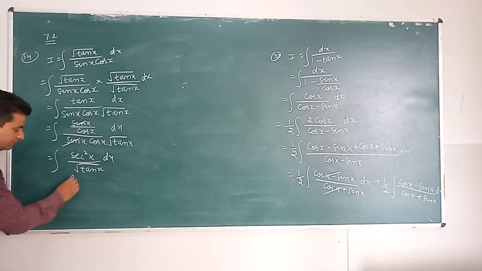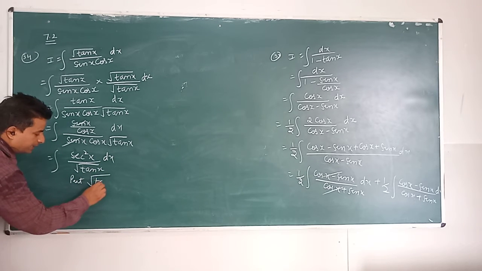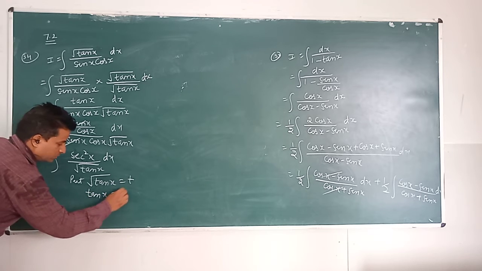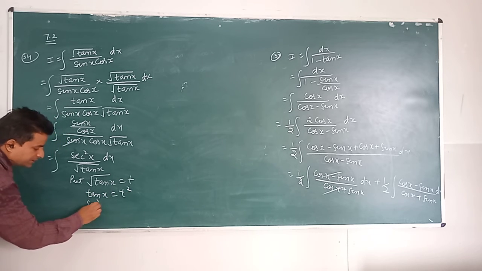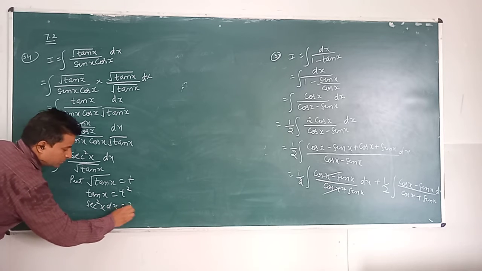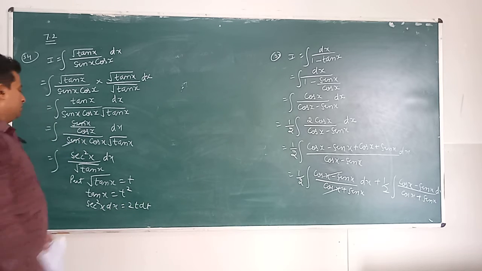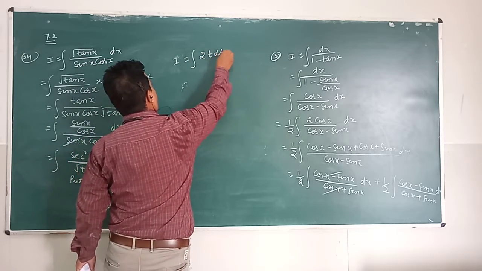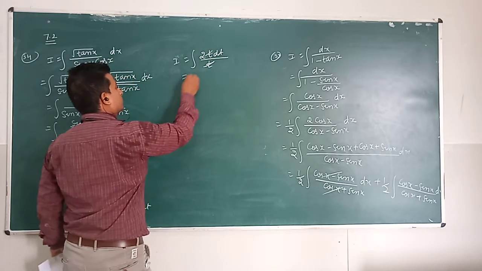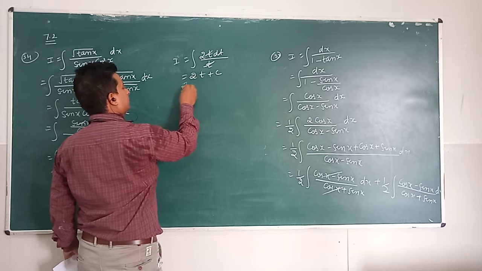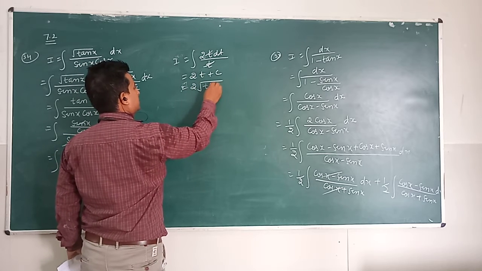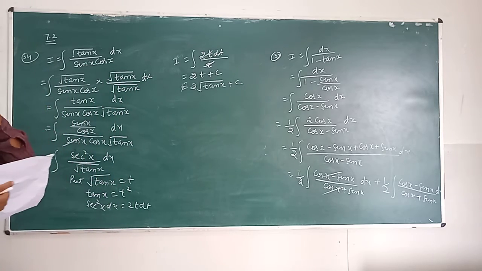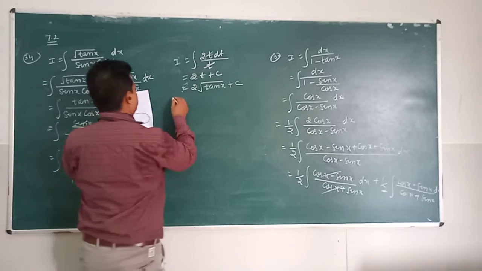So in this we first put under root tan x equals t, squaring both sides. So tan x is equal to t square. When we differentiate this, secant square x dx equals 2t dt. So in the numerator there is 2t dt, and in the denominator t is cancelled out. So this is the answer. Put the value of t, which is under root tan x. So 2 under root tan x plus c is the answer of this question.